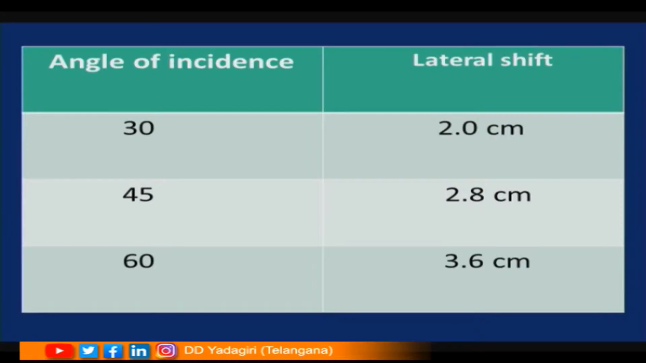We can see a table here. For angle of incidence 30°, lateral shift is 2 centimeters, angle of incidence 45°, the lateral shift is 2.8 centimeters. For angle of incidence 60°, the lateral shift is 3.6 centimeters. So, we observe that the lateral shift depends upon the thickness of the given slab and also the angle of incidence. When the angle of incidence changes, automatically the lateral shift is going to change.